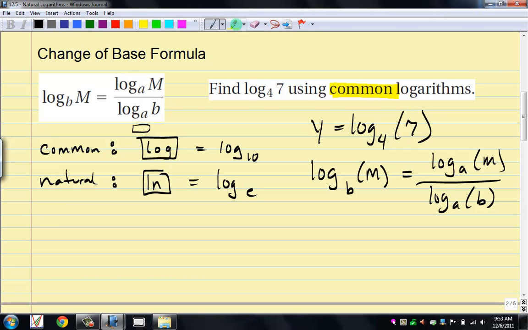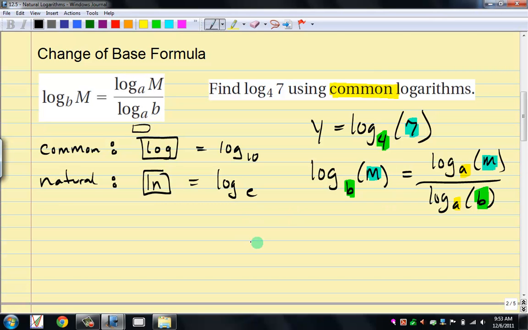And so let's highlight this and make some comparisons. Here's b, here's b, here's b, and here is m, here's m, here's m. And they want us to use the common logs. So that means, in this case, we want to do log base 10. Remember, log base 10 is the common log.